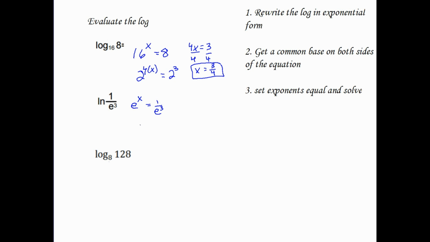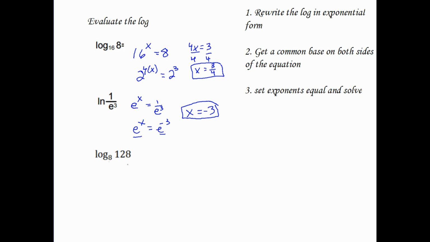Well, what I can do here is write this as the reciprocal. So e to the x equals 1 over e to the 3rd, I can write that as e to the negative 3rd. So now I have that base of e, the exact same, and all I have to say is x equals negative 3. And in this case, we don't have to solve for any variable, it's already solved for.